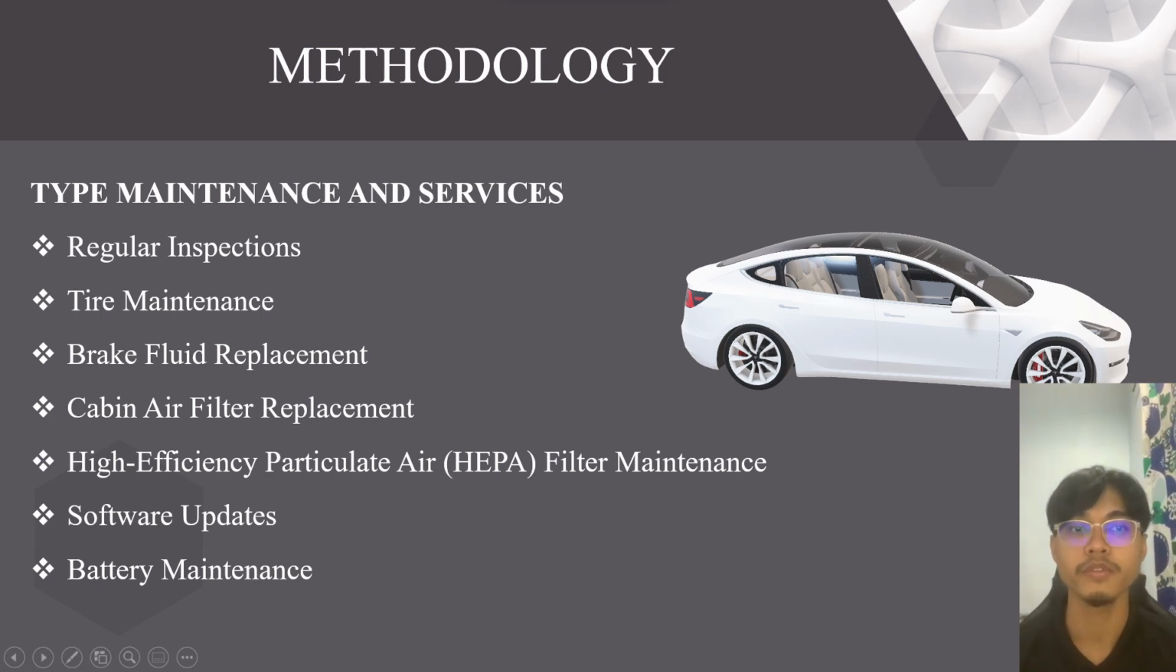Other than that, we have software update. Tesla frequently releases software updates that include new features, bug fixes, and performance enhancements. It is important to regularly update vehicle software to ensure the latest improvements and optimization. Lastly, we have battery maintenance. The Model 3's battery system is designed to require minimal maintenance. However, it is essential to follow Tesla guidelines for charging and discharging the battery to maximize its longevity.